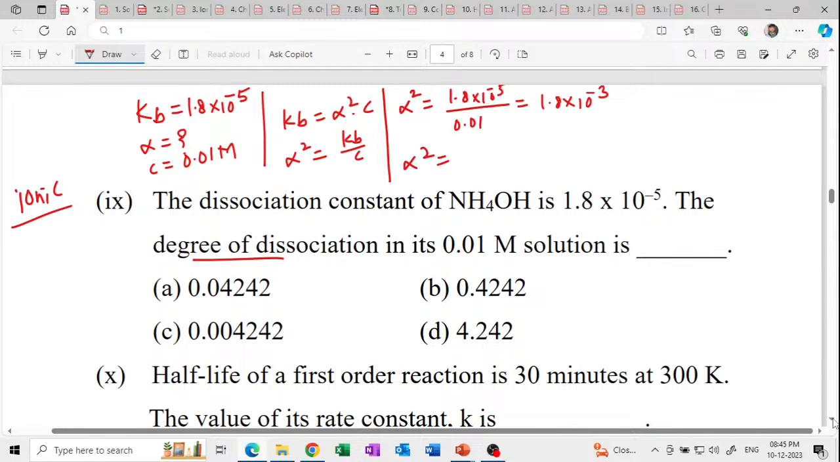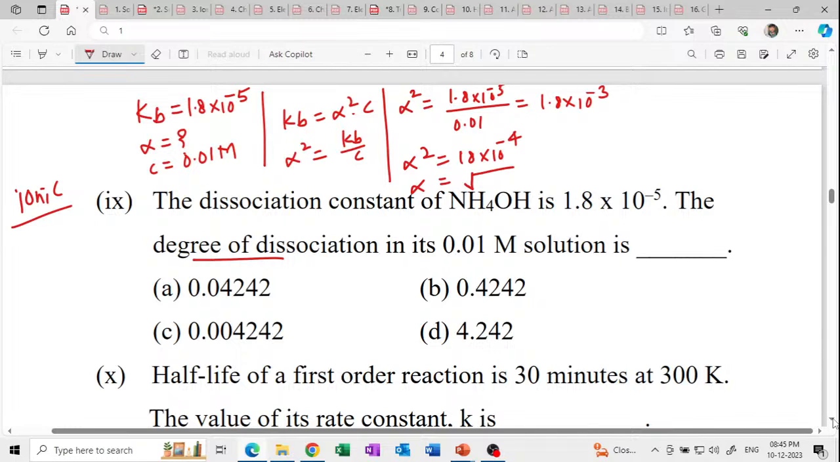So taken as 18, 18 into 10 raised to how much? 10 raised to minus 4. So what is alpha? Alpha is equal to under root of 18 into 10 raised to minus 4.